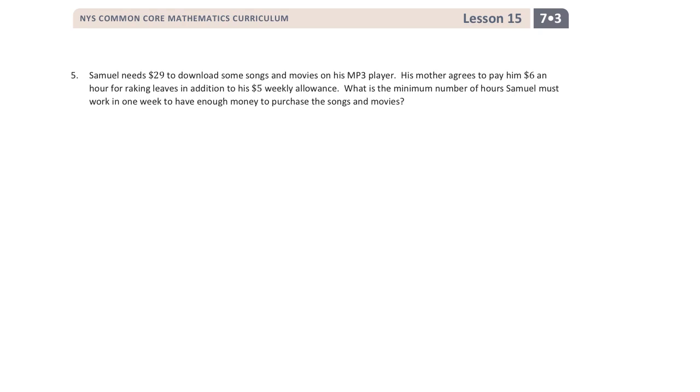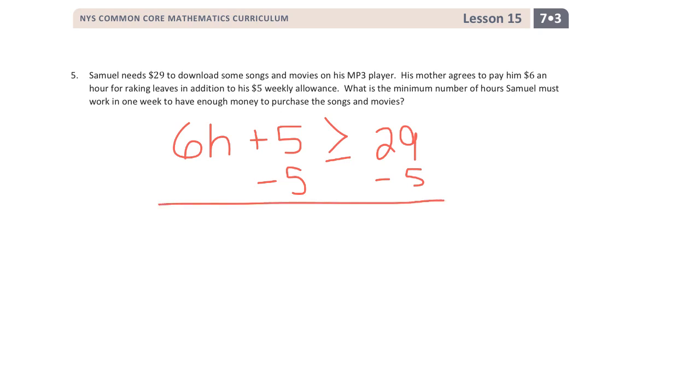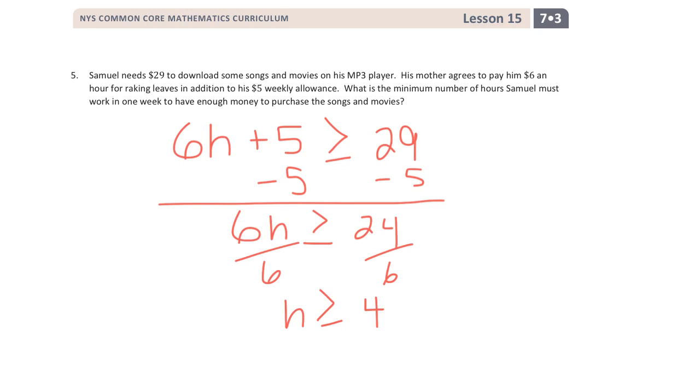All right, so he needs a total of $29. He's going to get paid $6 per hour, and then add that to the $5 he's going to get paid for his allowance, and that total must be greater than or equal to the $29 that he needs. So subtract 5 from both sides. So 6H is greater than or equal to 29 minus 5, which is 24. Divide by 6. So the number of hours must be greater than or equal to 4.